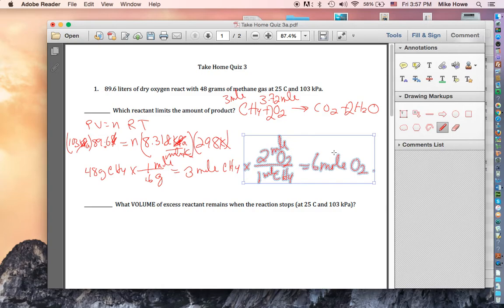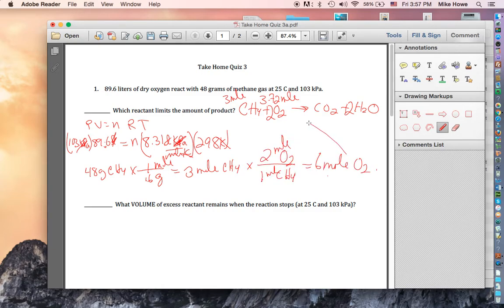Do you have 6 moles of oxygen? The answer is no. You got 3.72 moles. So this is what you need, and this is what you have. All right, so you don't have as much as you need, therefore the oxygen limits, so O2.